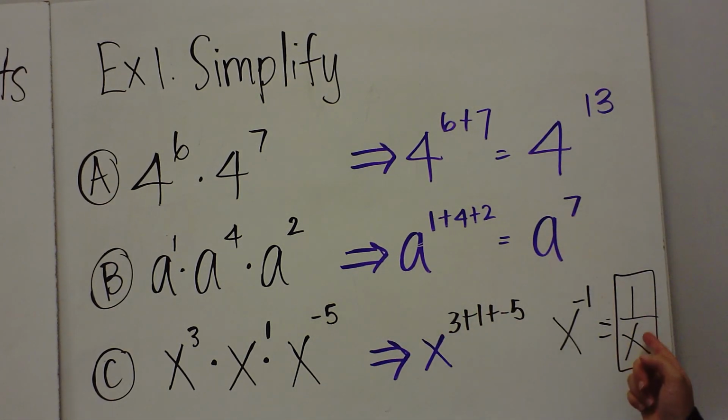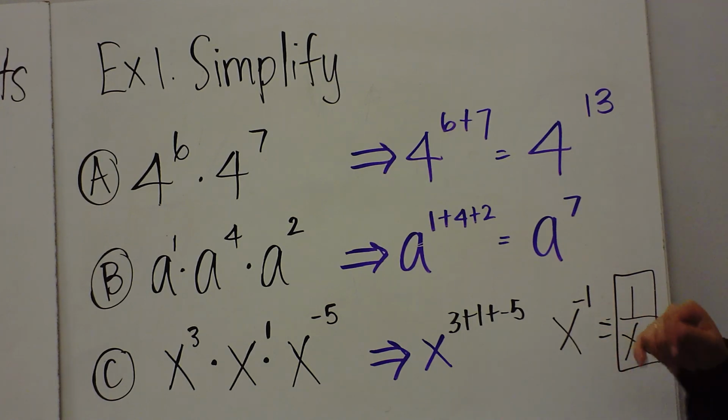Okay, sorry. So x to the negative 1 power is 1 over x.